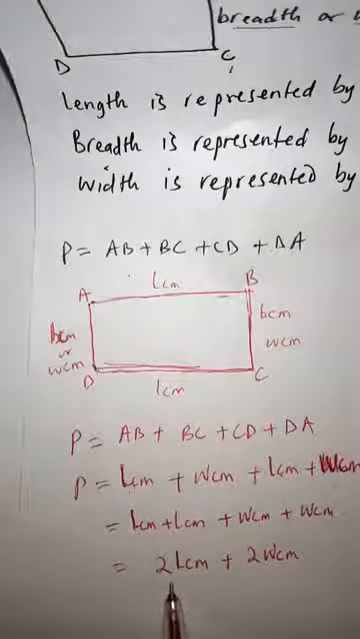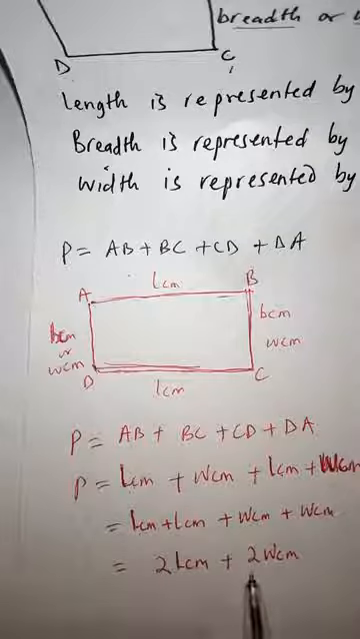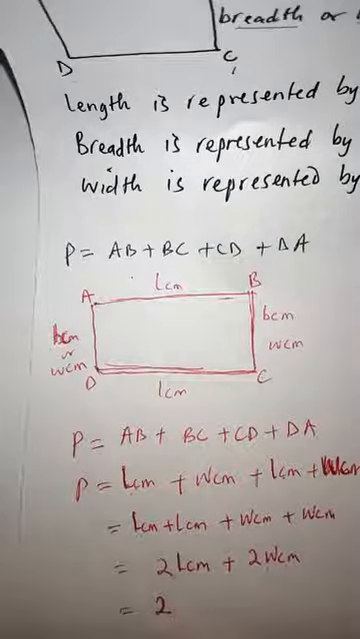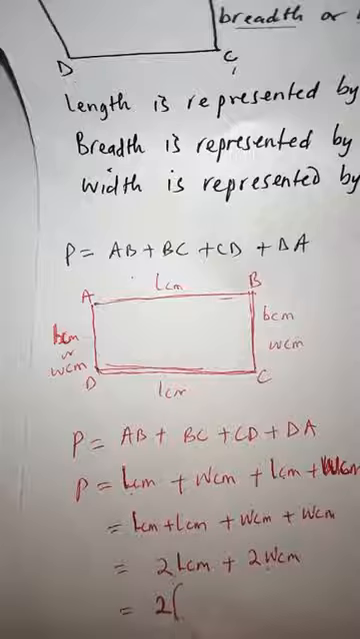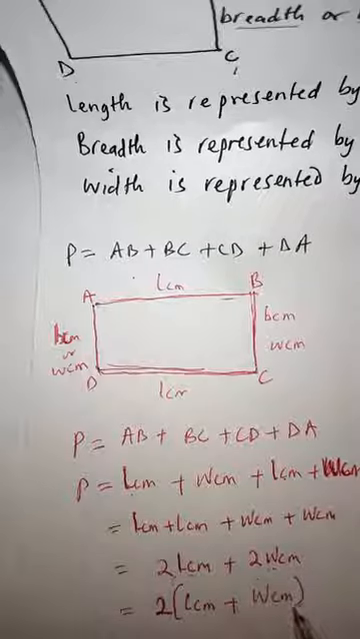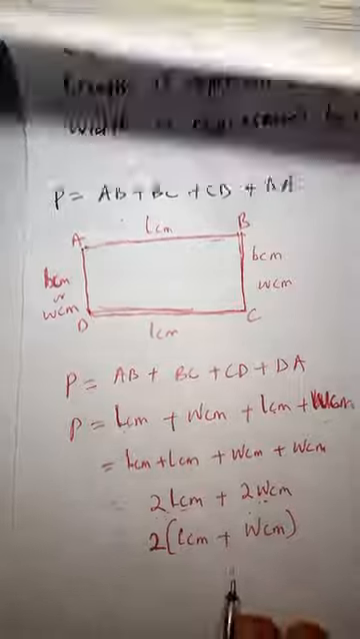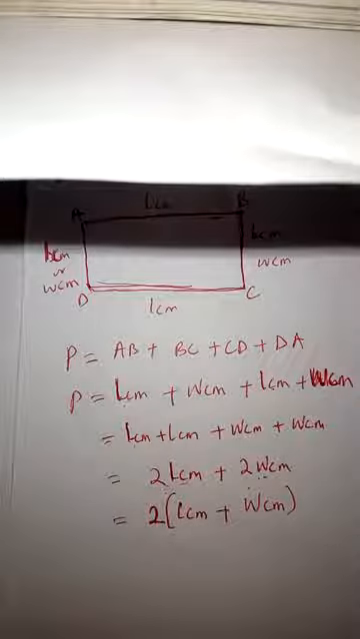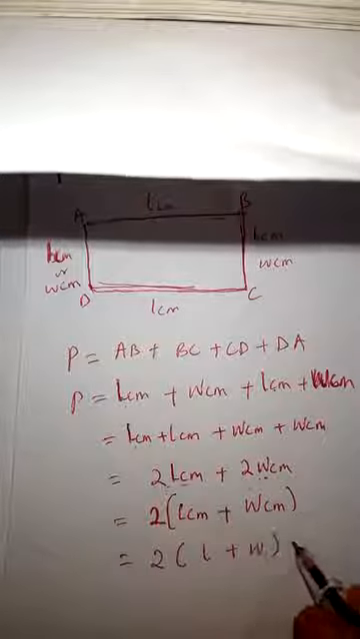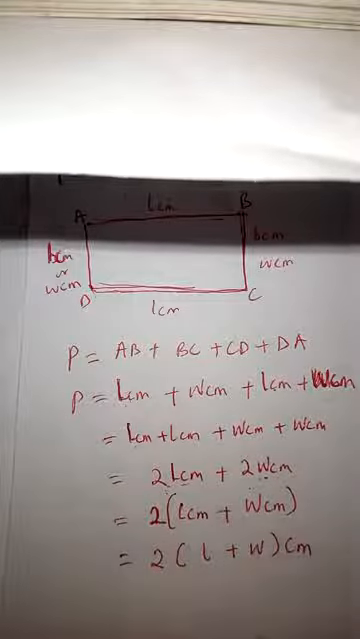As we can see, 2 is common. So we bring out the 2 and put a bracket. We have removed this 2, which leaves L cm. Plus, we have removed this 2, which leaves W cm. We can also see again that cm is common. So we have 2(L plus W) cm because we have brought out the cm.